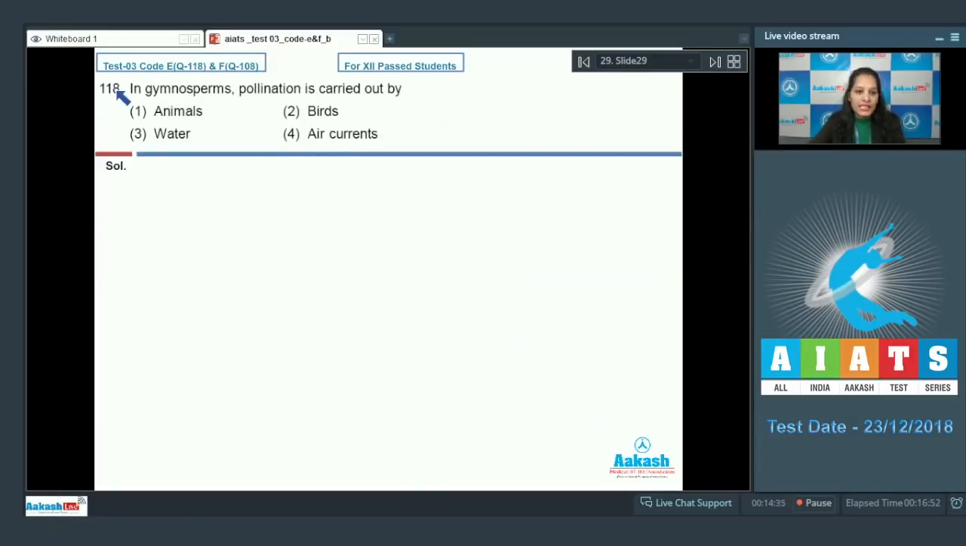Question number 118. In gymnosperms, pollination is carried out by first option animals, second birds, third water, fourth air currents. It is a very straight question. You may know that in gymnosperms, the plants with naked seeds, pollination is carried out by air currents only. So the correct option for the given question is option number 4. Let's move on to the next question.